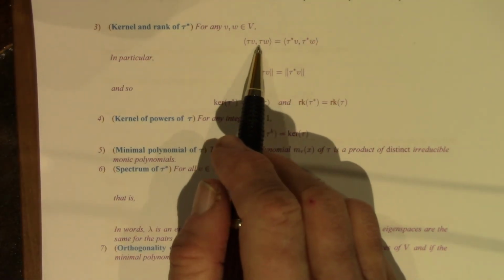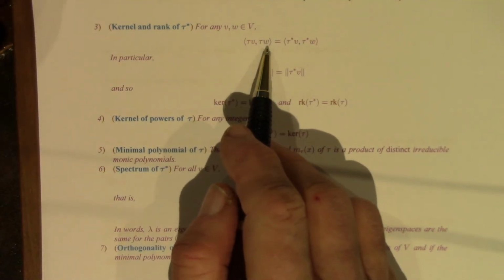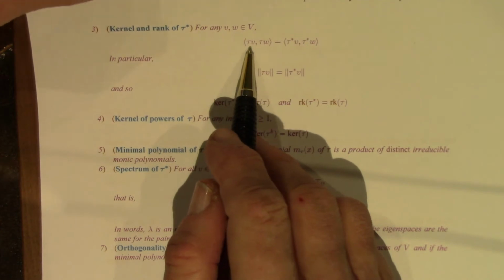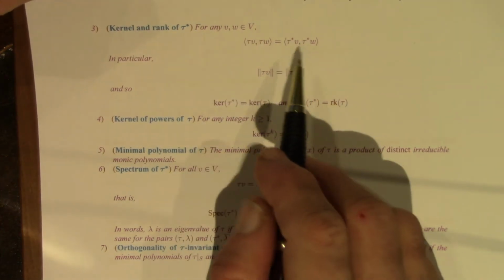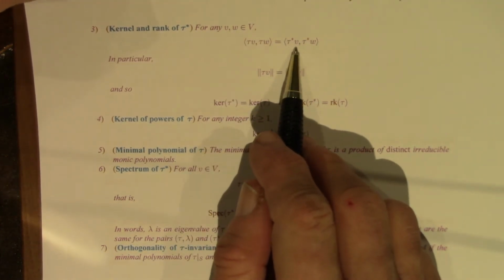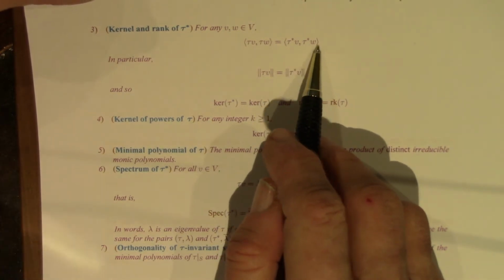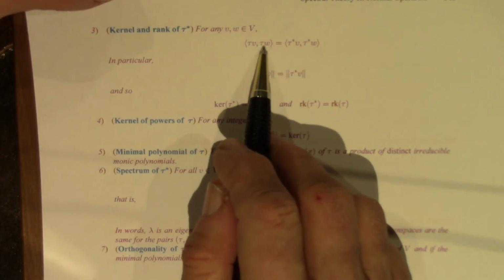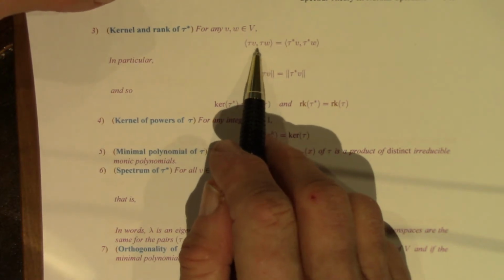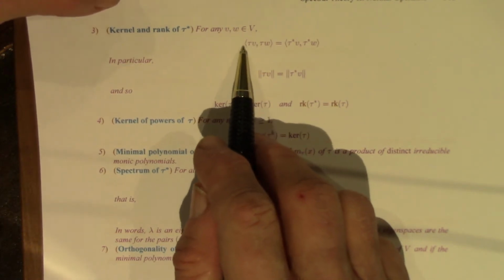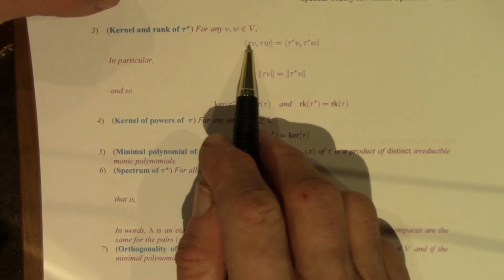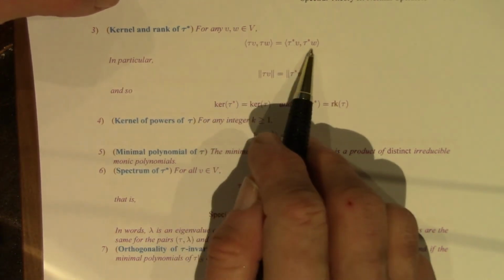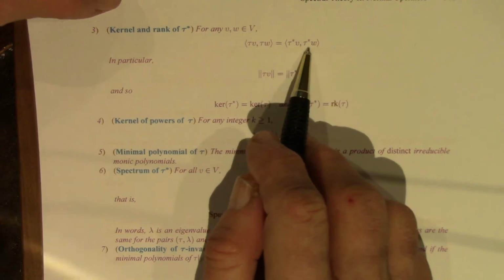We have this rather simple equation. Tau v inner product with tau w is the same as tau star v inner product with tau star w. This is a one-line proof. We just move tau across the comma to tau star, interchange it with tau, and then move the tau back, and we'll have tau stars in both positions.